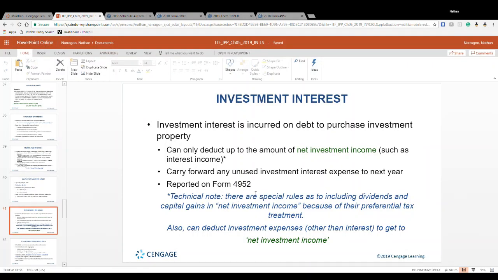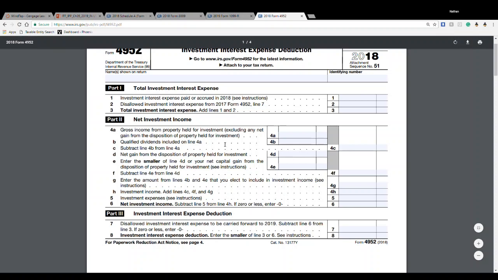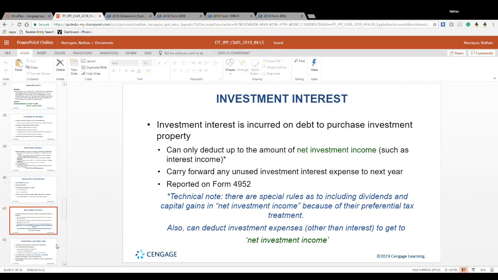Okay? Now, there are special rules as to including dividends and capital gains in net investment income. Because of the preferential tax treatment, we can do that. It's just not a lot of people do. Okay? And we can also deduct investment expenses other than interest to get to net investment income. So if there are expenses, you can deduct them. Let's see, and it will be provided. See, there's qualified dividends. Okay, net gain on disposition. Then here's our investment expenses. So there they are. And that's mostly paying a broker or any other items related.